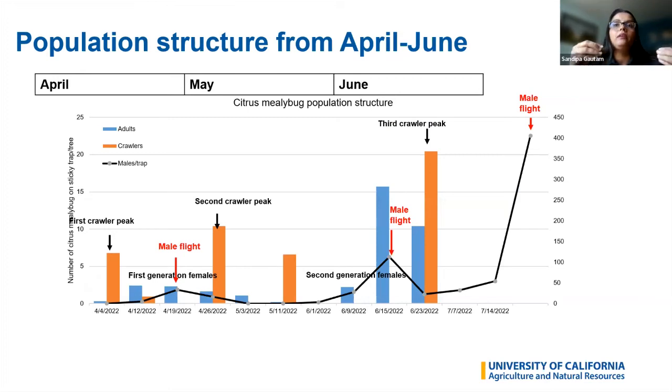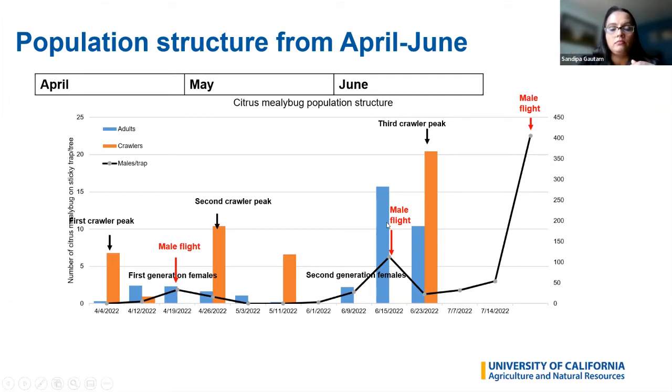Now, overlapping the male flight data and the crawlers and adults found on the sticky traps, what we see is the population structure from April to June. The first crawler peak, as I said, started emerging in the first week of April, probably from the previous season. And we have the first male flight peak in the second week of April. This is right about the time when we started seeing adults. Adult females started producing crawlers, and we saw a second crawler peak in the last week of April through May.